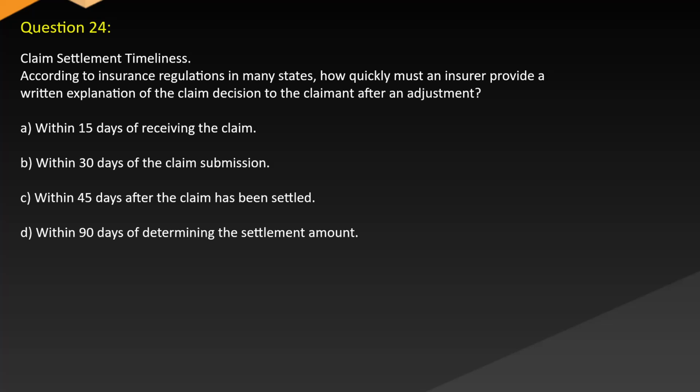Question 24. Claim settlement timeliness. According to insurance regulations in many states, how quickly must an insurer provide a written explanation of the claim decision to the claimant after an adjustment? A. Within 15 days of receiving the claim. B. Within 30 days of the claim submission. C. Within 45 days after the claim has been settled. D. Within 90 days of determining the settlement amount.